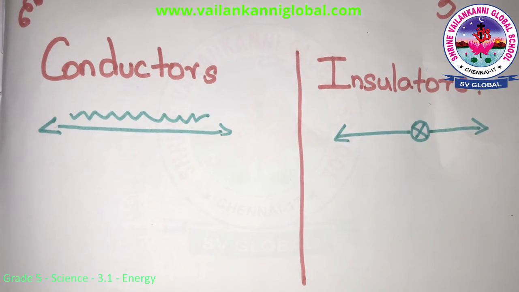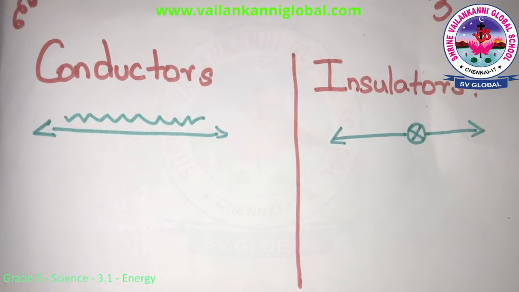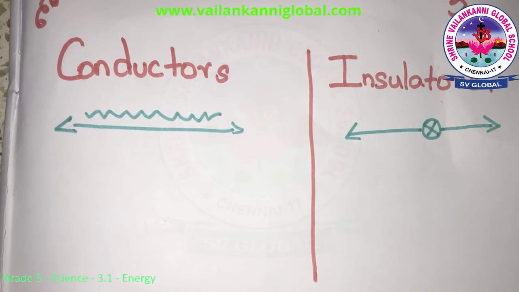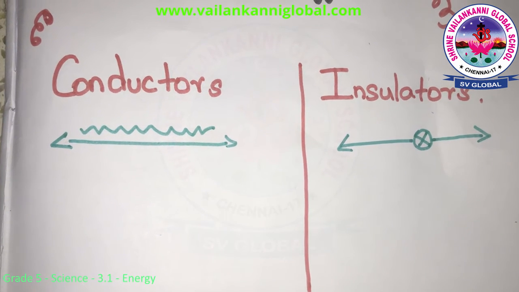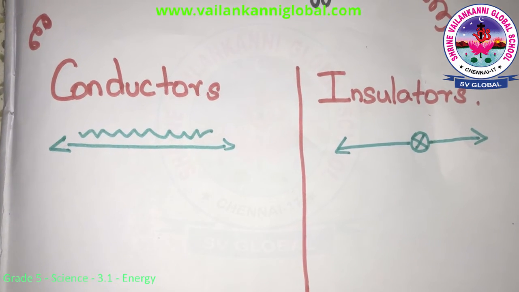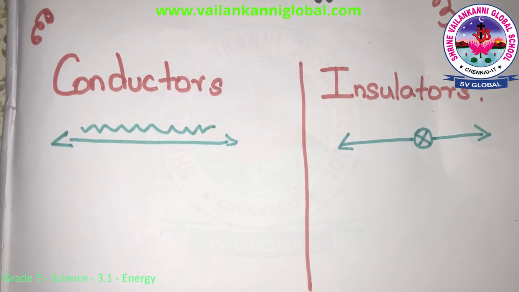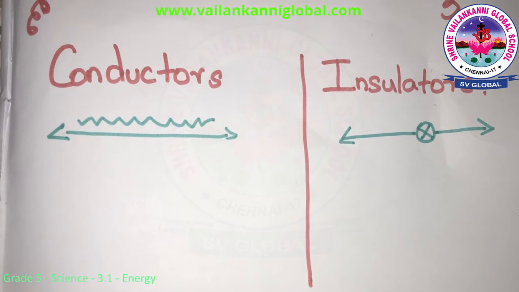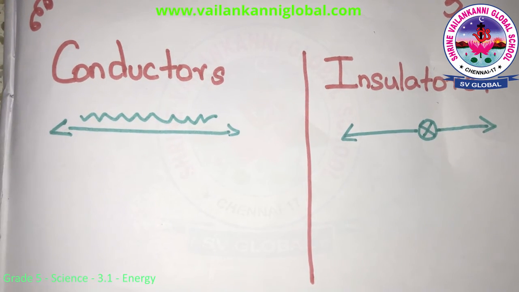Materials that prevent heat from passing through them are called thermal insulators. A good thermal insulator will keep cold objects cold for a long time and hot objects hot. A very good example for this is our flask. So when we pour hot water inside our thermal flask, it keeps the water hot throughout the day.